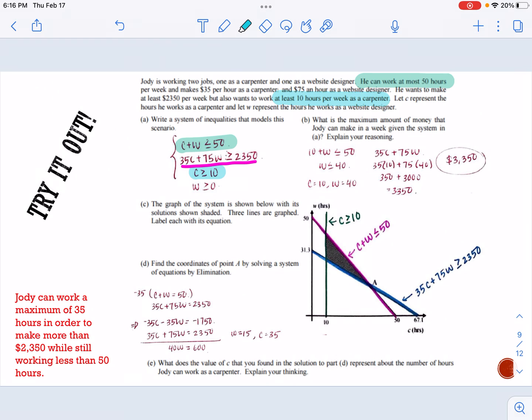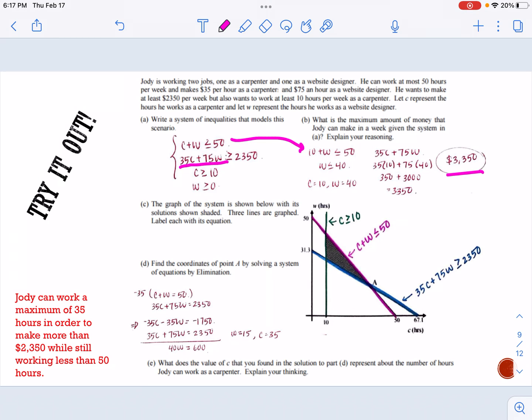In part B, it said, what is the maximum amount of money that Jody can make in a week given the system in A? Well, this required us to really think about what information we can plug in. If I know that he wants to work at least 10 hours, we're going to plug in 10 for C, and we see that W needs to be less than or equal to 40. Now we have an ordered pair that we can plug in to see exactly how much he's earning. We can take this expression 35C plus 75W, plug in 10 hours as a carpenter, 40 hours as a web designer, and we're going to get the final answer of $3,350.